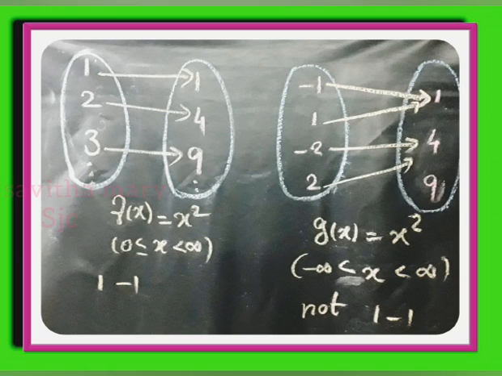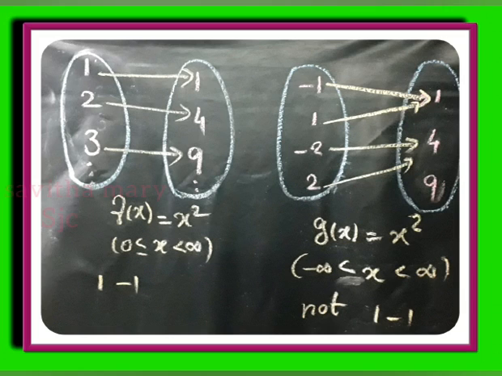See the next image, minus 1 is mapped to 1 and 1 is mapped to the same element 1. And also minus 2 is mapped to 4 and 2 is also mapped to the element 4. So there are two elements mapping to one image, one element in the set B. There is no different mapping, so it is not a one-to-one function.